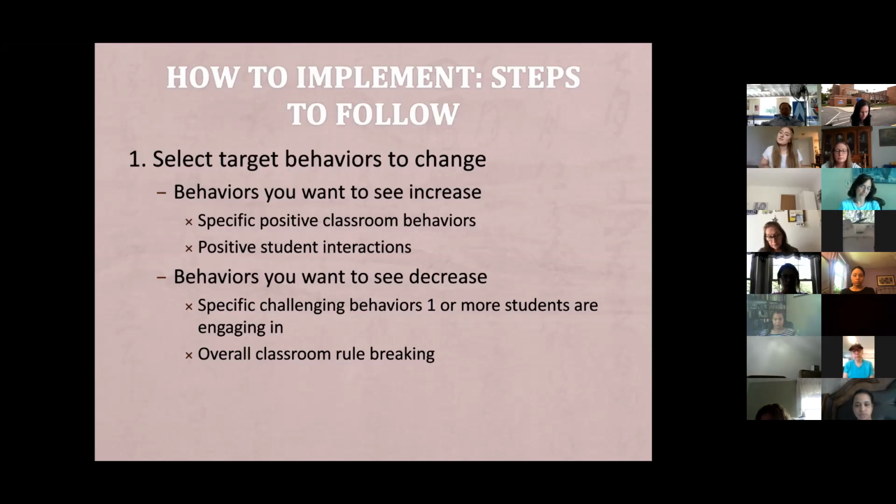Or in turn, you can work on behaviors that you want to see decrease. These could be any kind of calling out during lessons, during tests, anytime students are just getting out of their seat and being a little disruptive to everybody else in the class. Or if it's not just one or two, or a group of students, but overall classroom rule breaking that you're struggling with, you can utilize these group contingencies to address those as well.